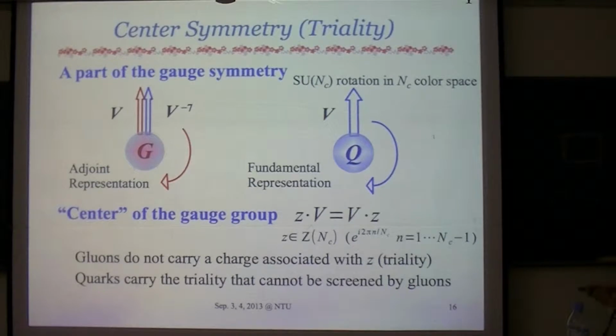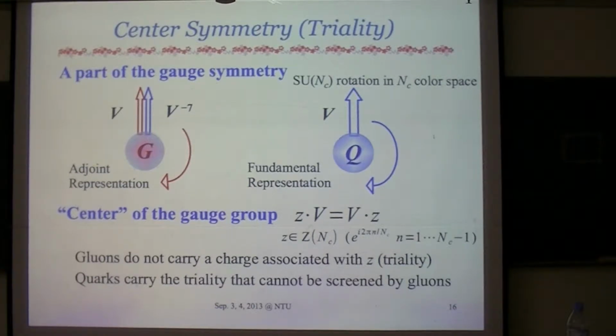And so, let's think about the center of the gauge group. And what is center? Okay? Center is some terminology in the group theory. But anyway, the idea is very simple. The center is an element of some group, and that commutes with all other elements in that group. So in the case of SU(N), Z_N elements are center. Z_N is the center group of the SU(N) group.